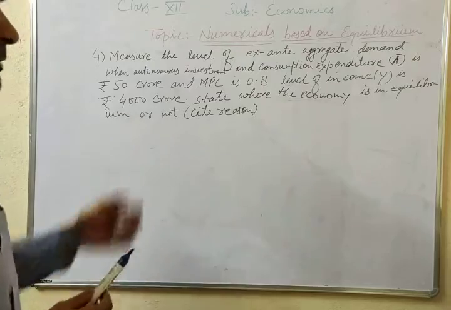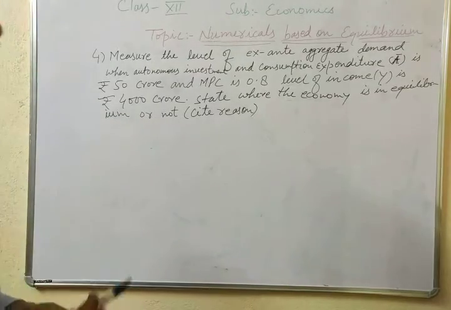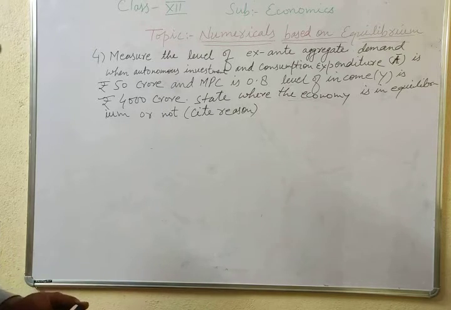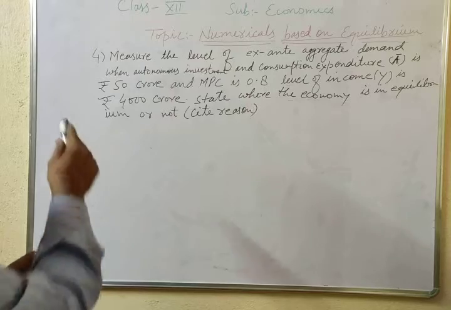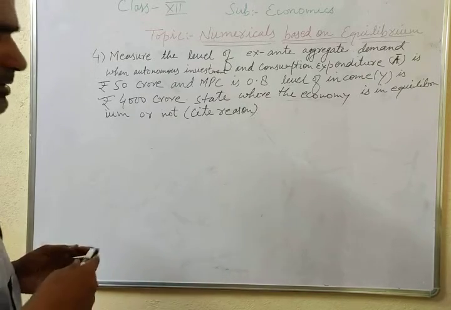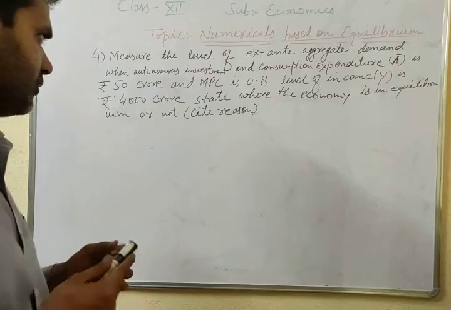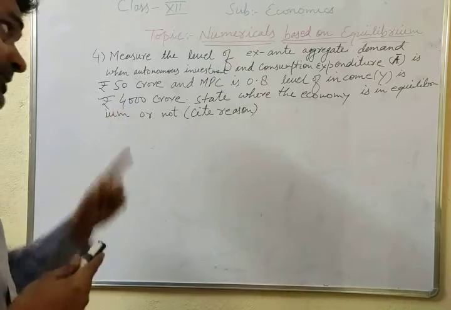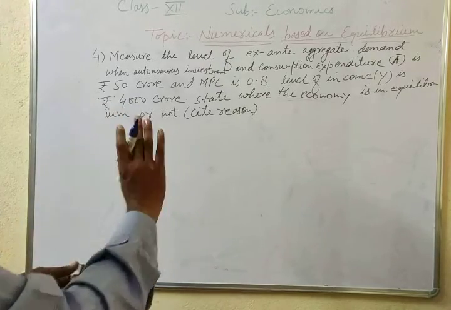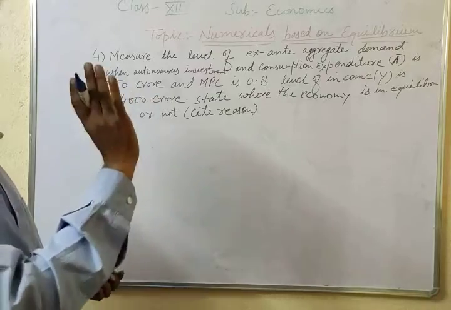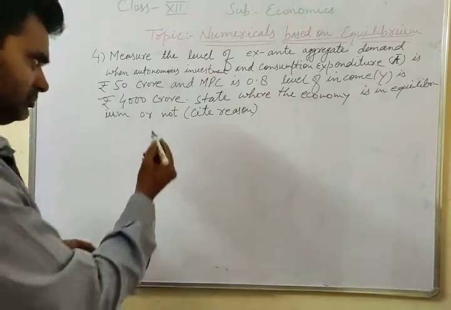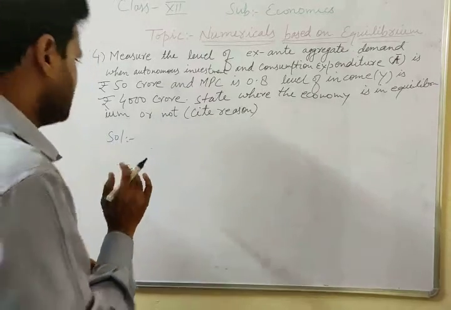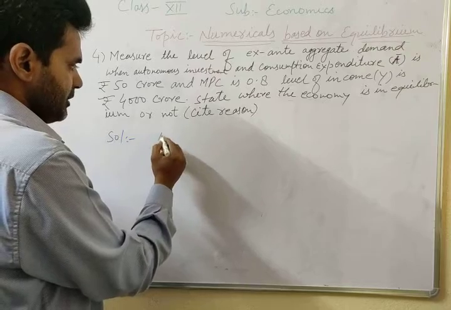So students, I have given one more problem over here. Measure the level of ex-ante aggregate demand when autonomous investment and consumption expenditure together, A bar, is rupees 50 crore and MPC is 0.8. Level of income Y is rupees 4000 crore. State whether the economy is in equilibrium or not. Cite reason. So first we have to calculate the value of ex-ante aggregate demand, or planned aggregate demand, AD, and then we have to tell whether the economy is in equilibrium or not.